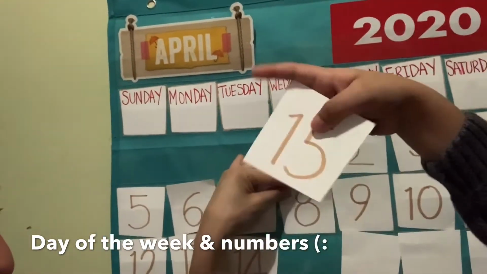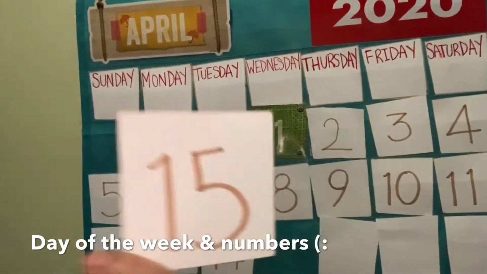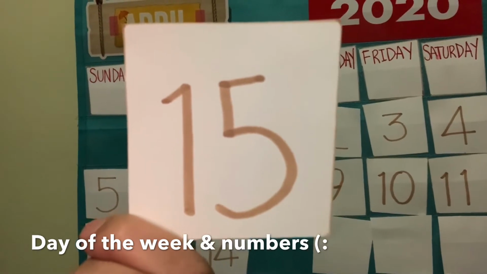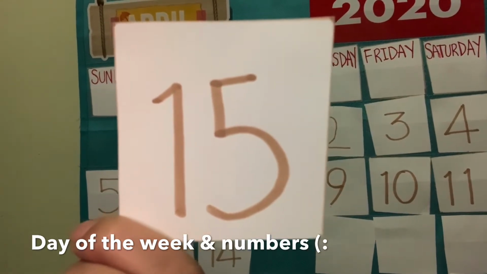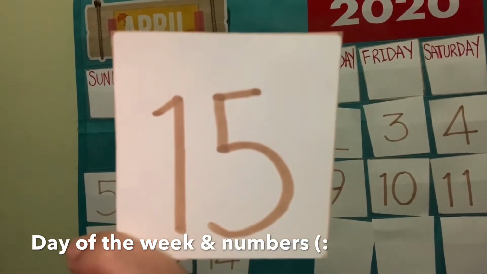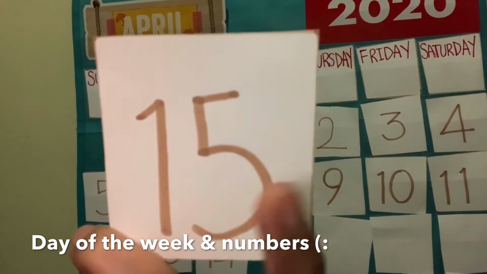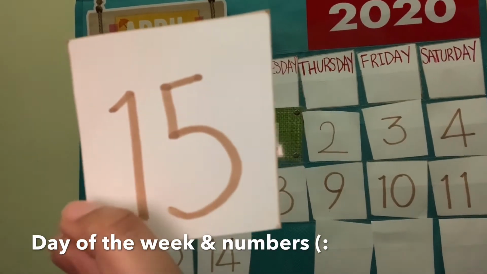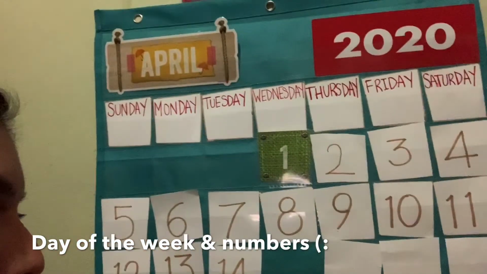Okay, what number is this? Ooh, Mateo got a big number. What number is this? Now, this one has two digits that are making up the big number. Let's see if you guys can figure it out. So we see a number 1 and a number 5. That's correct. It's the number 15.